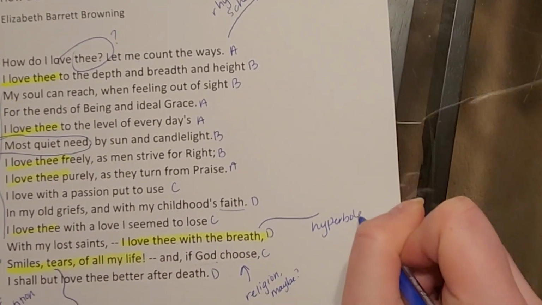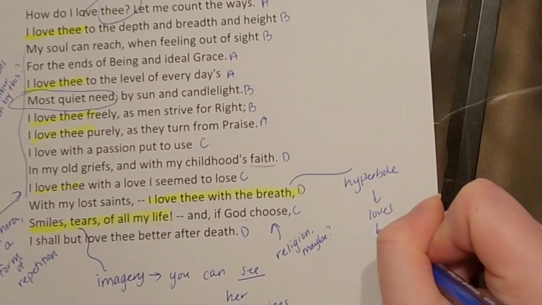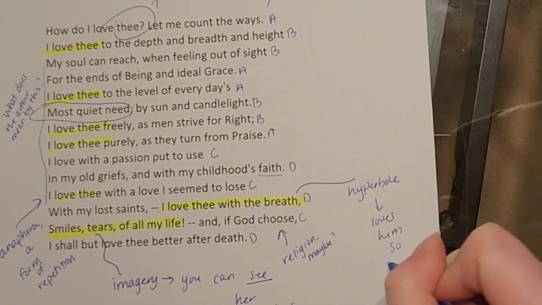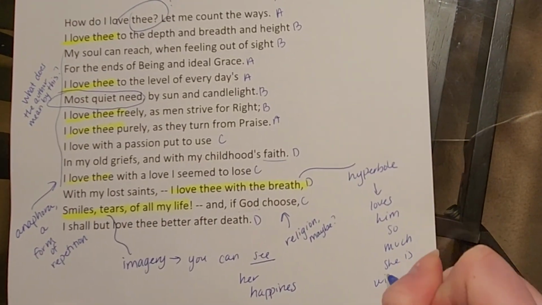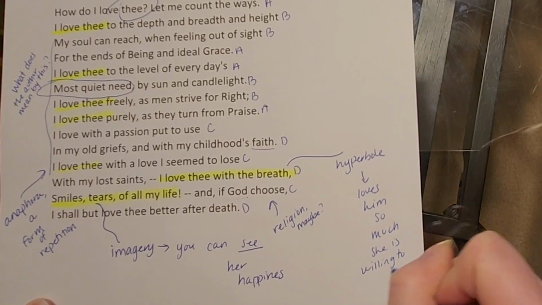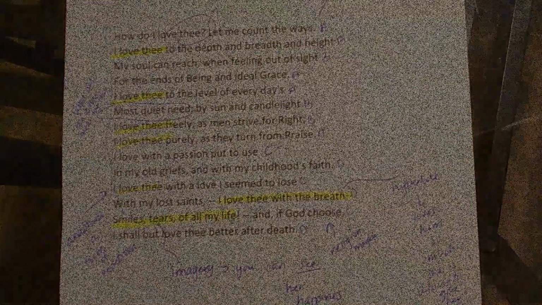She even includes imagery in which we can see her happiness. She even compares her love for her husband to the determination soldiers have for fighting for what is right, which would be an example of a simile.